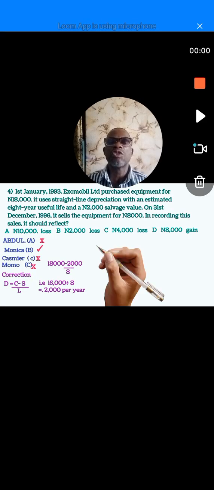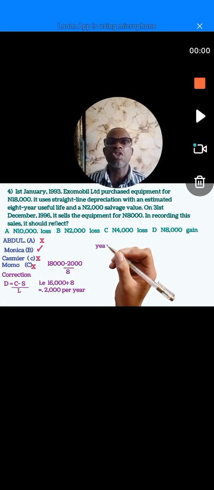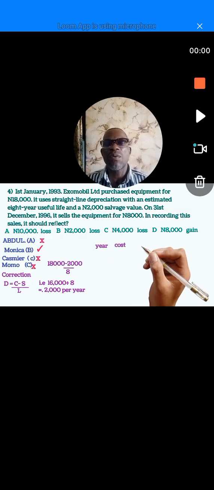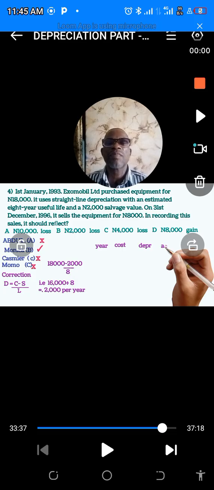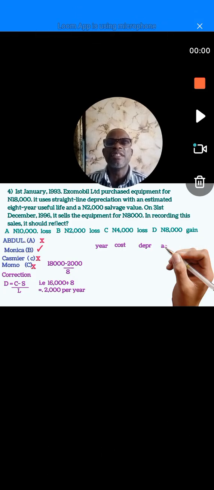And what do they ask us to find? We are going to locate the net book value as at the time of sale to determine whether there was loss or there was gain. Now we begin with the fixed asset schedule in this little way. We have the year, the cost, depreciation, then the accumulated depreciation, then the net book value.